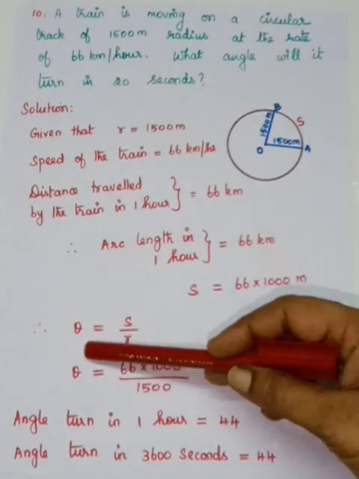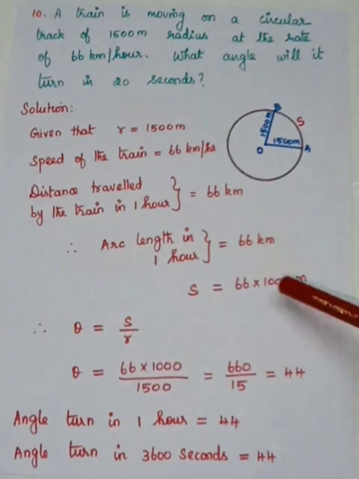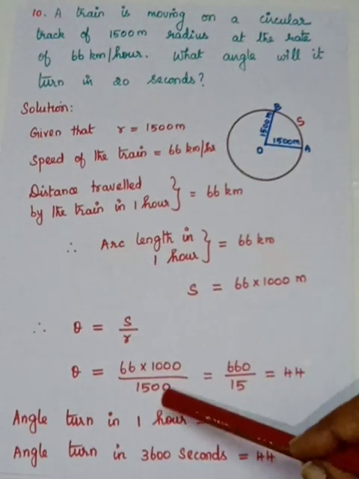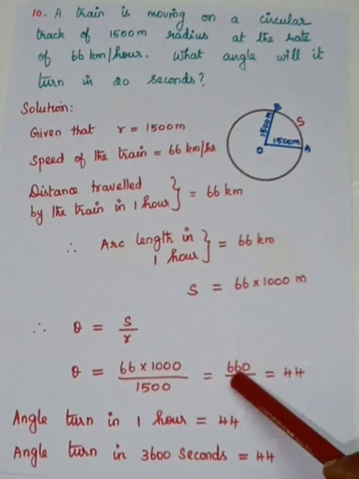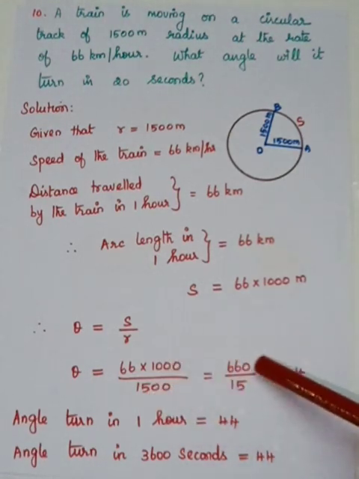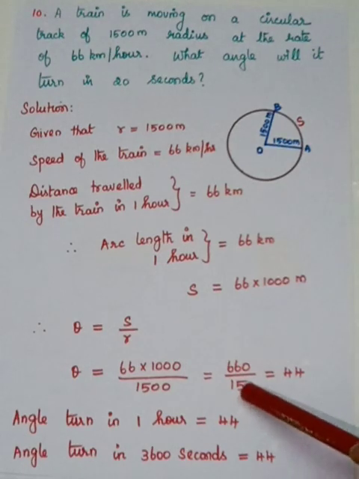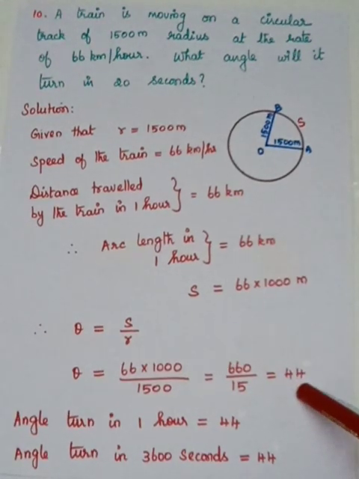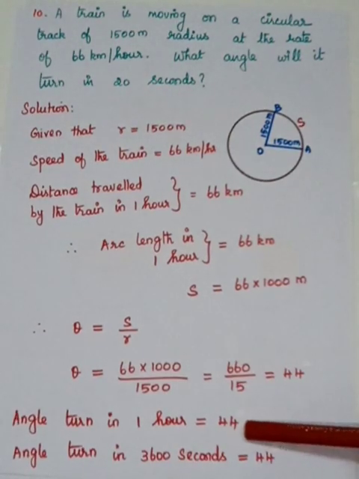What we know? Theta is equal to S by R. So the arc length is given and the radius also is given. So if you calculate, you see it is 660, 2 zeros getting cancelled. So 660 divided by 15. When it is cancelled, it is 44. It is in terms of radian. What is that? The angle turned in 1 hour by the train is 44 radians.